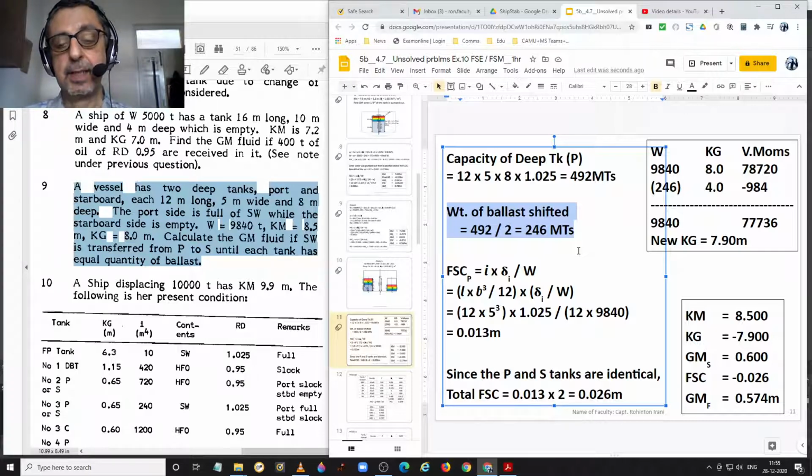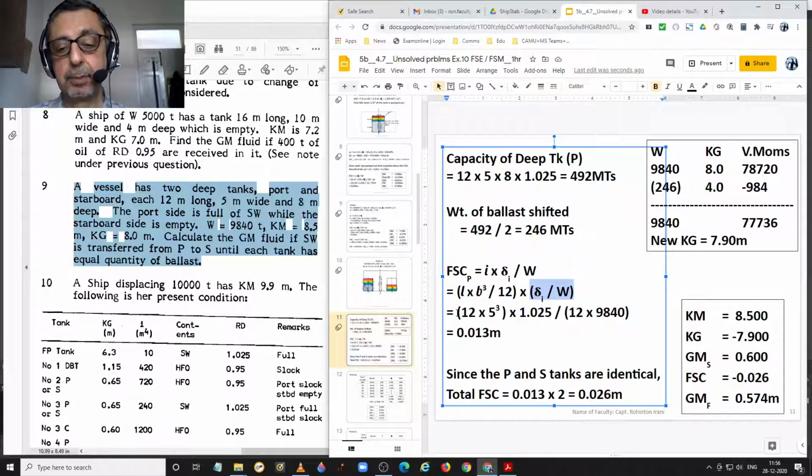After this transfer takes place, both port and starboard tanks become slack. So calculating the free surface correction for the tank on the port side, we have moment of inertia multiplied by the density of the water in the tank divided by the displacement. And we know the formula for moment of inertia is equal to length into the cube of the breadth of the tank divided by 12, and that is multiplied by density of the liquid in the tank, which is salt water, divided by the displacement of the ship.